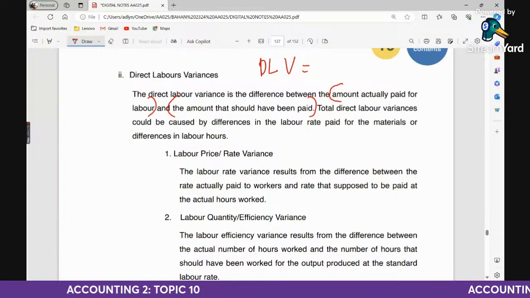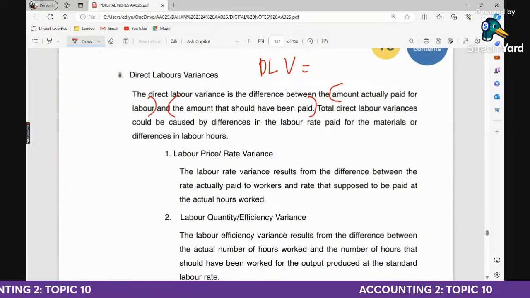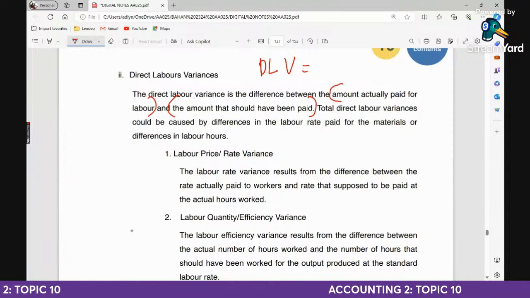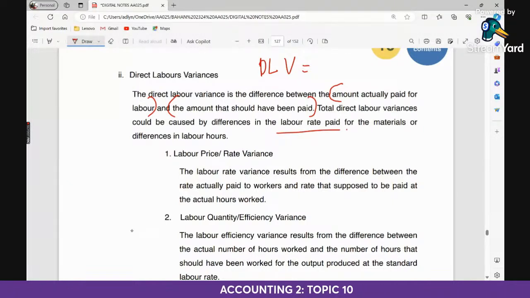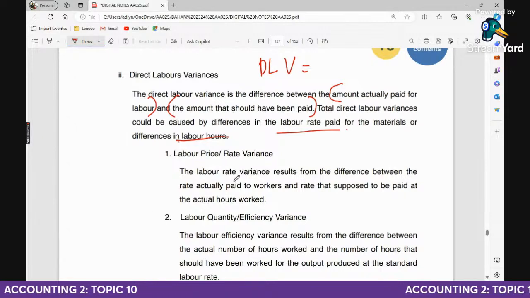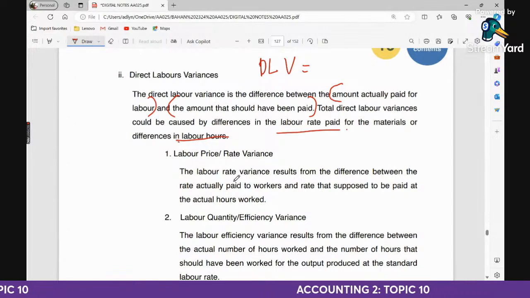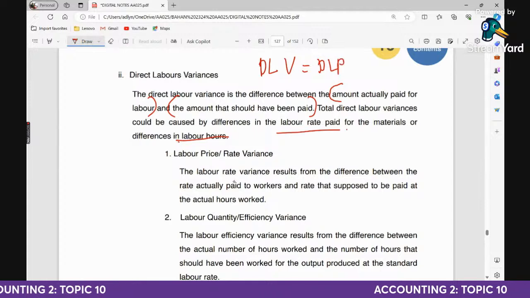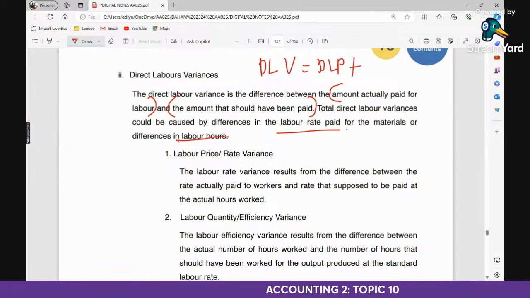Okay, kenapa berlaku perbezaan di antara apa yang you kira di awal proses dengan apa yang betul-betul berlaku selepas proses pengeluaran selesai? Okay, mungkin dia berlaku sebab rate berubah ataupun berlaku sebab perubahan dalam jam kerja. Okay, so nak dapatkan direct labor variance, saya kena kira dulu the direct labor price, dan saya kena dapatkan juga the direct labor quantity.